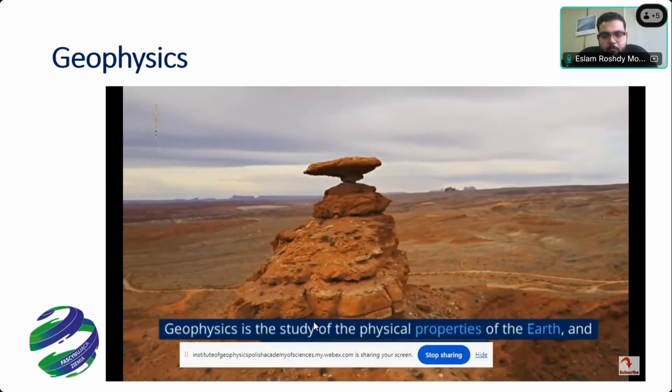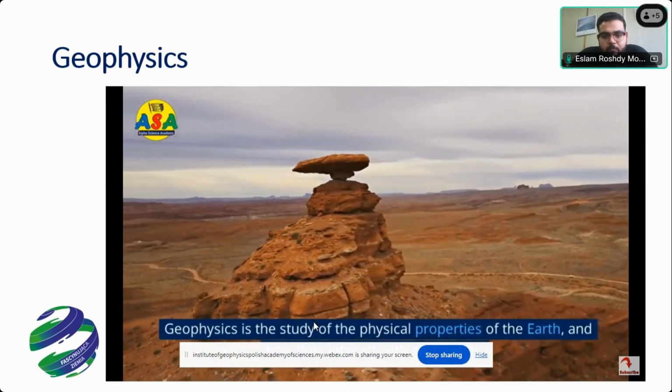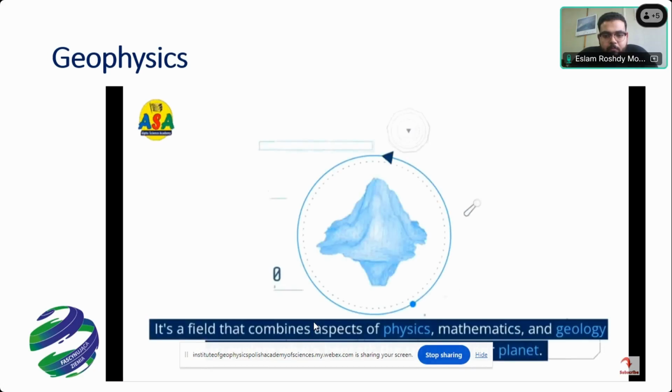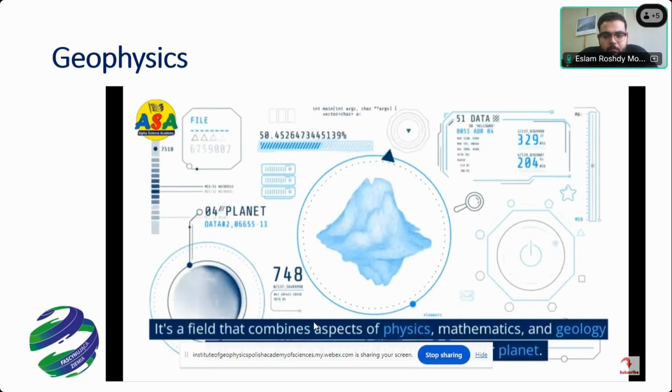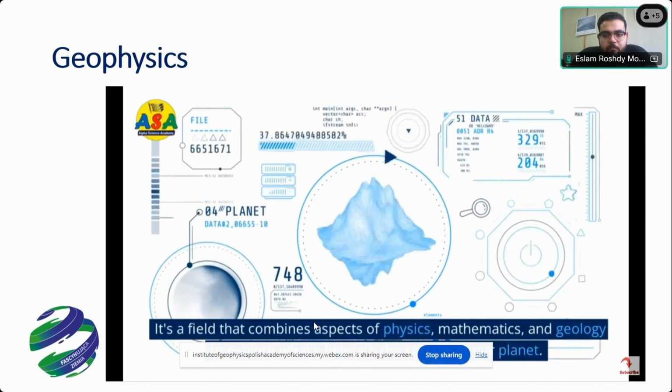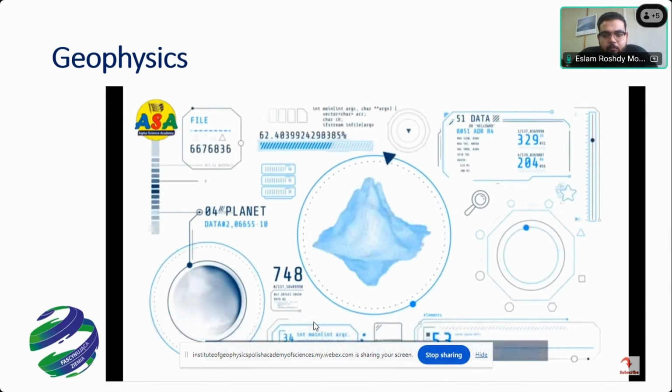Geophysics is the study of the physical properties of the Earth and how they interact with each other. It's a field that combines aspects of physics, mathematics, and geology to explore what's beneath the surface of our planet.